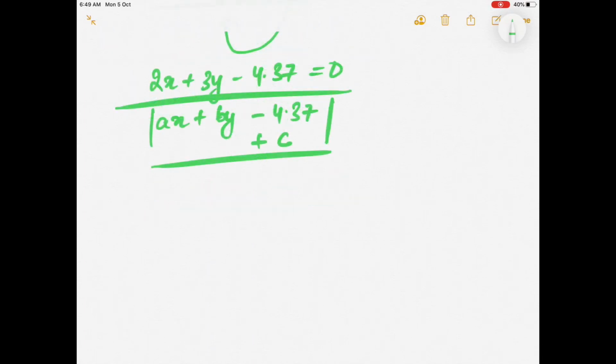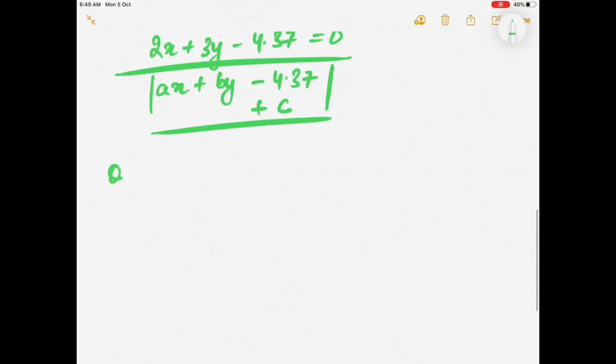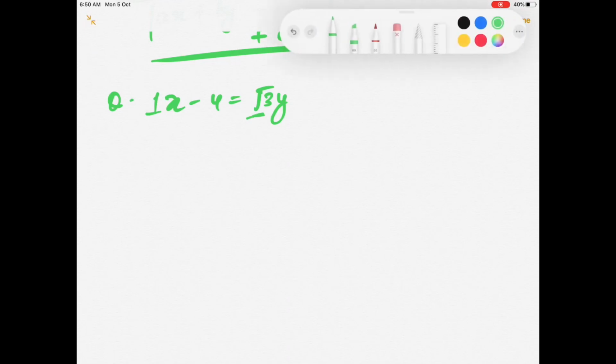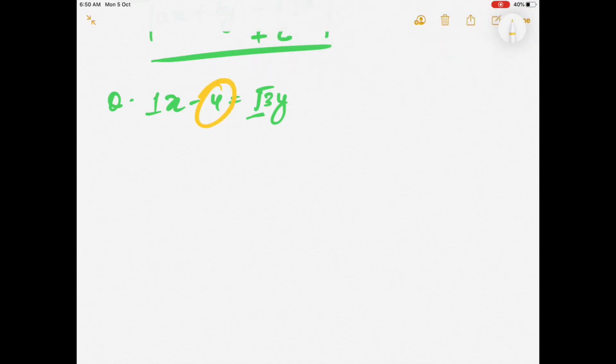This is an easy question. Now let's take another question. We have to write this equation in the form of ax plus by plus c, and the equation is x minus 4 is equal to root 3 y. Now what is the coefficient of x here? Coefficient of x here is 1. And what is the coefficient of y? Coefficient of y is root 3 here. Now what is our constant? Minus 4 is our constant.